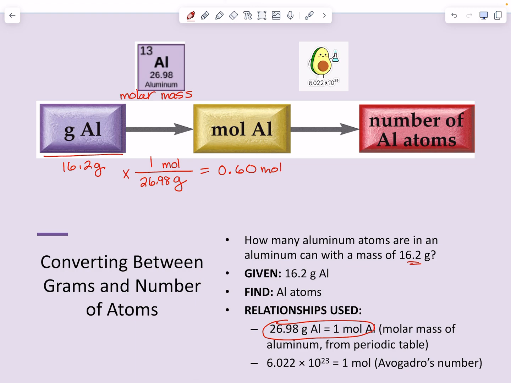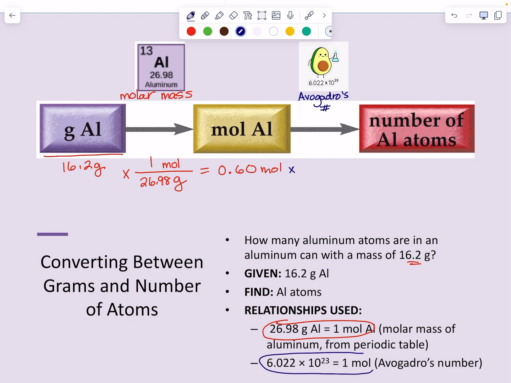And so now if I want to know the number of atoms that I have, I'm going to do a second conversion. And for this, I'm going to use not Avocado's number, but Avogadro's number. But a little cartoon avocado is a lot cuter than Avogadro. If you've seen a picture of him, he's an ugly dude. All right. So we're going to multiply it by Avogadro's number.